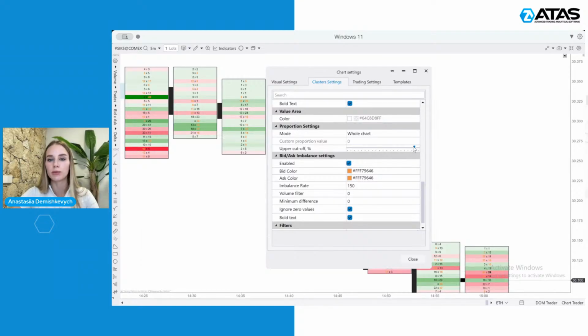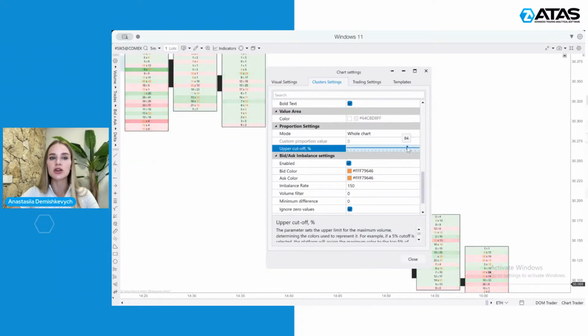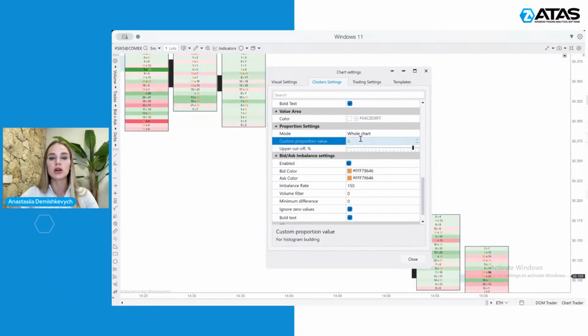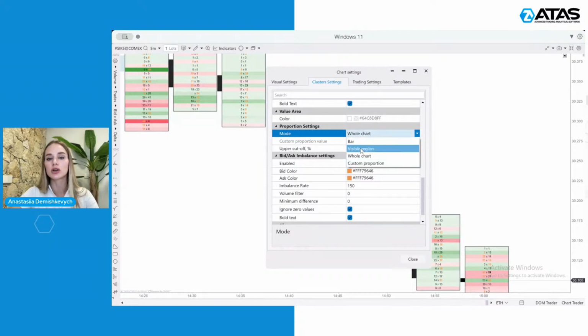the cluster will be. If I drag this to the left side, you will see that it's going to filter out even more. If I drag it to the right side, you will see that clusters become brighter. You need to find the proportion settings that work for the market that you trade. I know some traders also use the visible region. I, for myself, prefer the whole chart, but you can adjust it to your own preferences.